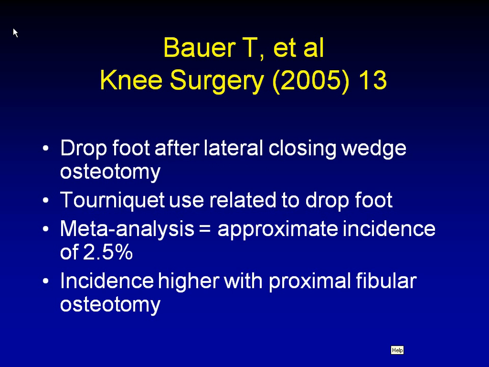What they found was that tourniquet use is related to peroneal nerve palsy. The longer the tourniquet time, the more likely there is to be a peroneal nerve palsy. And also, they found the incidence was significantly higher with proximal fibular osteotomy. And these authors have suggested that a more distal fibular osteotomy is appropriate if you want to minimize the chances of this particular complication.